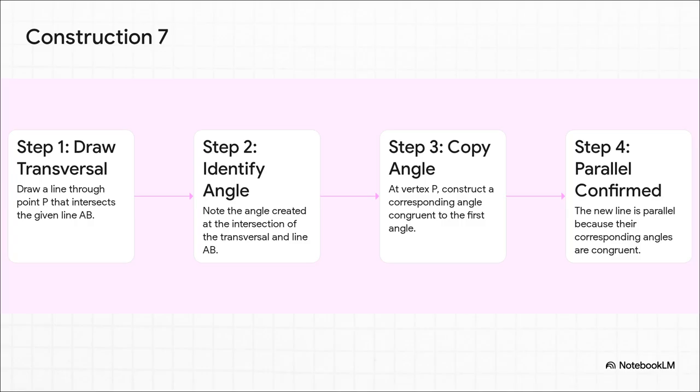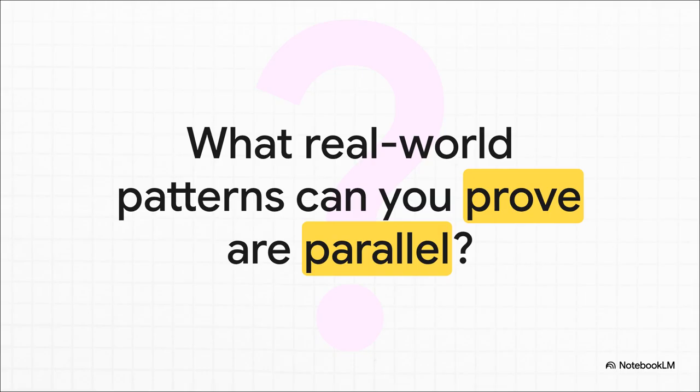And this is where it all comes full circle. See what we did? By forcing those corresponding angles to be congruent, we're using theorem 2.3.1, the corresponding angles converse, the very first tool we put in our kit, to guarantee our new line is parallel. We're not just proving it, we're using the proof to build it. How cool is that?